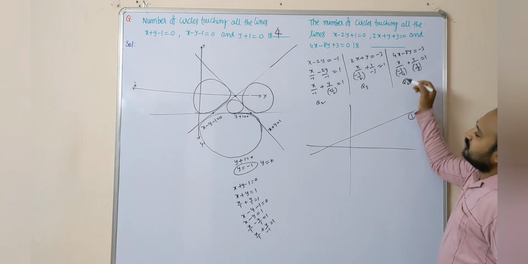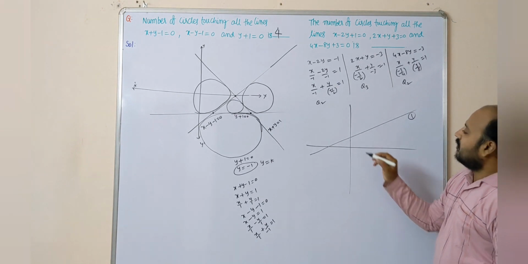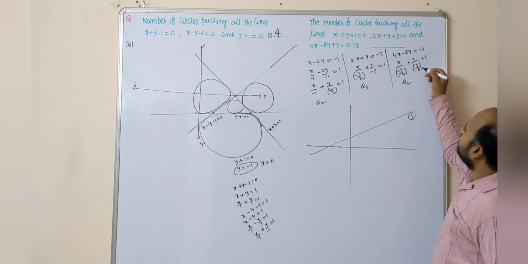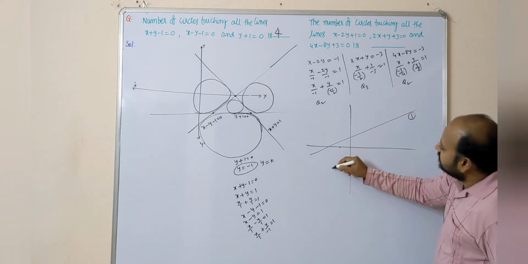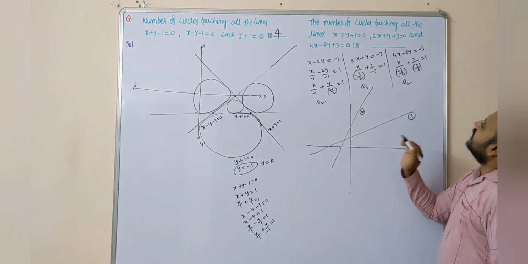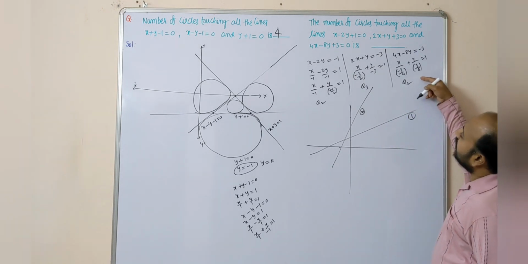Minus 3 by 4 means it will be here. Minus 3 by 4 will be here. And 3 by 8 is positive here, like this. First line, second line. Third line. This is the second line I am taking.